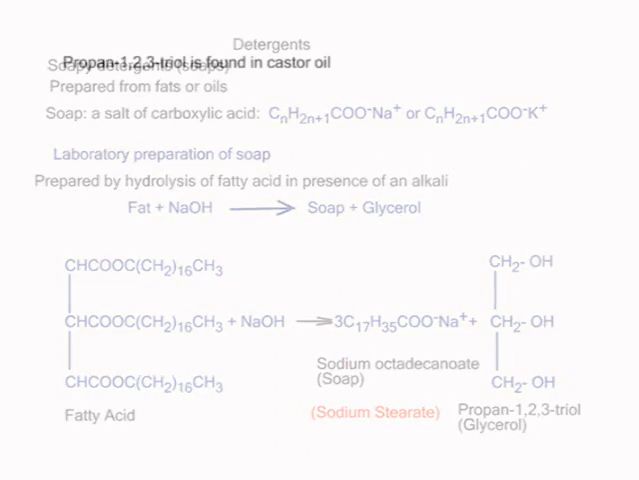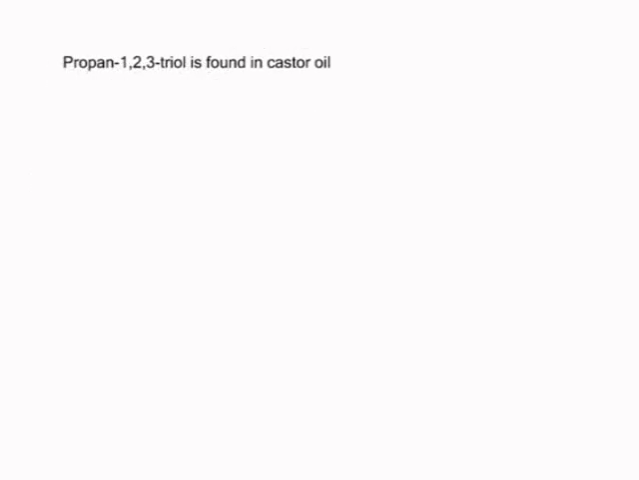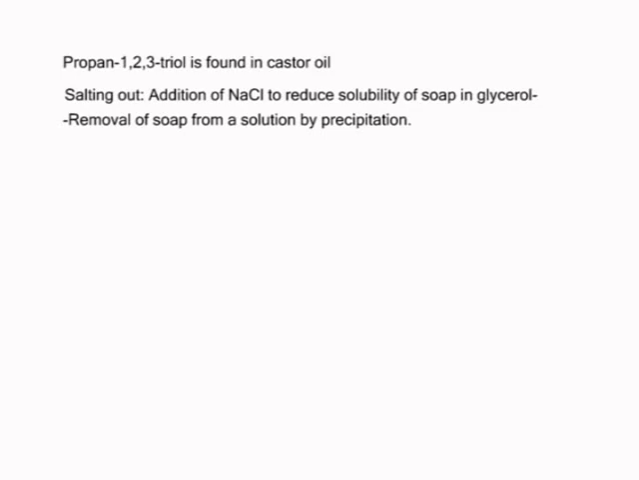On the other hand, propan-1,2,3-triol is found in castor seeds oil. But any other oil can be used to prepare soap. Sodium chloride crystals are usually added in the mixture to reduce the solubility of soap in glycerol. And this is known as salting out. We define salting out as the removal of soap from a solution by precipitation. Sodium chloride helps in the precipitation of soap and thus separates soap from glycerol.